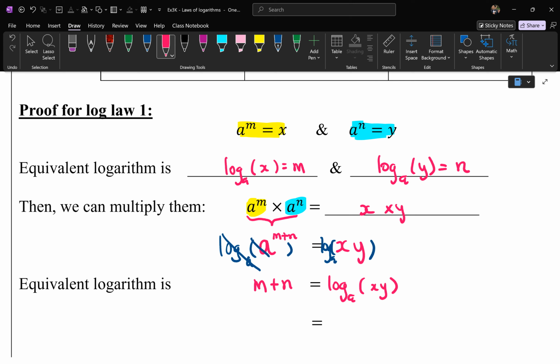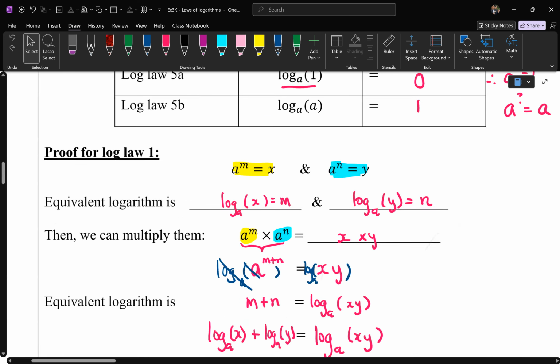I've got log A of x times y, but remember we did know what m and n is equal to. We already made it up here. We said m is equal to log base A of x, and we already said that n is equal to log base A of y. So if I replace it all, this now comes down and says that's log base A of x plus log base A of y. And that's where log law number 1 comes from.